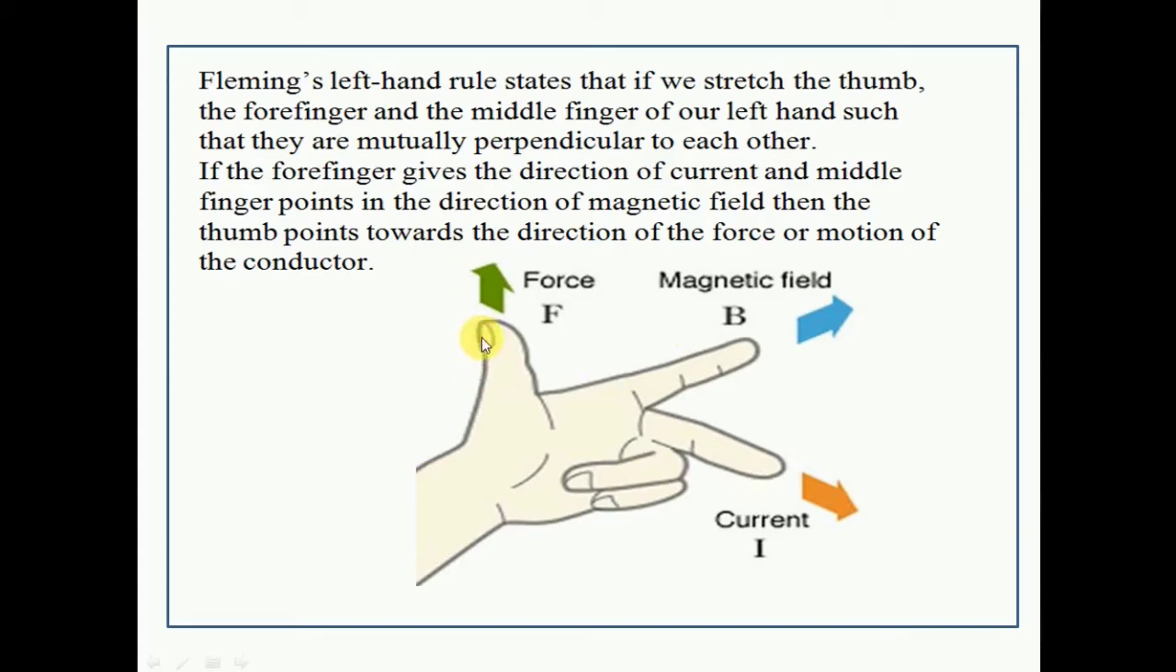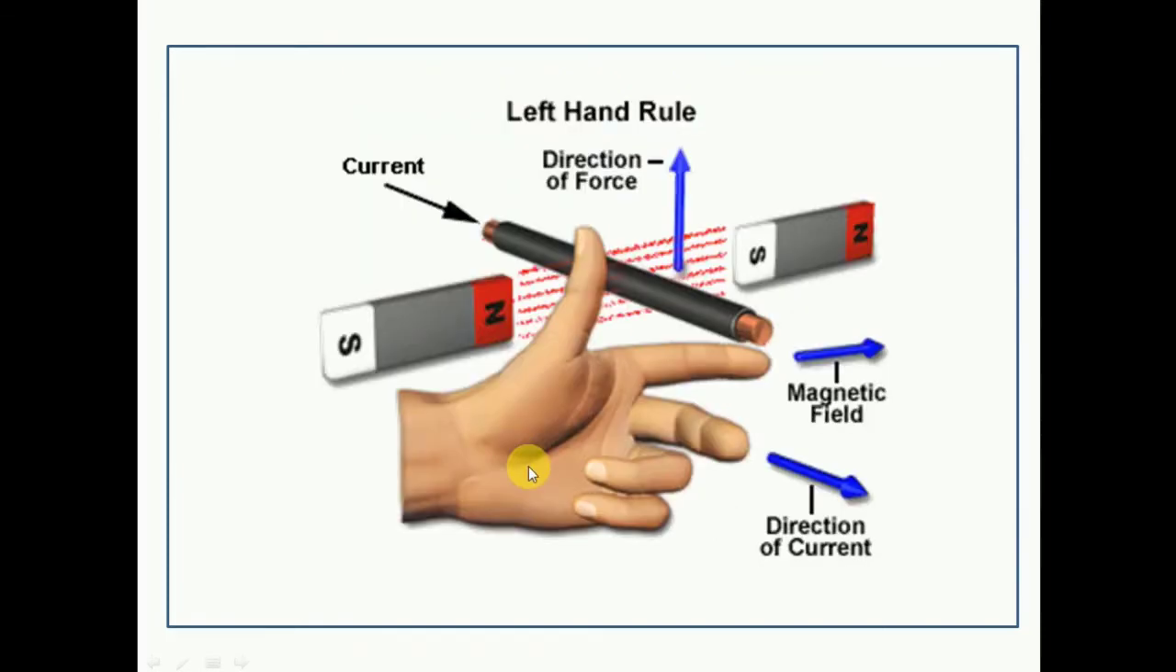And the meaning of mutually perpendicular is that the angle between any two fingers is 90 degrees. So you can see the angle between thumb and the index finger is 90 degrees. The angle between thumb and the middle finger is also 90 degrees. The angle between these two is also 90 degrees. So they all are perpendicular to each other.